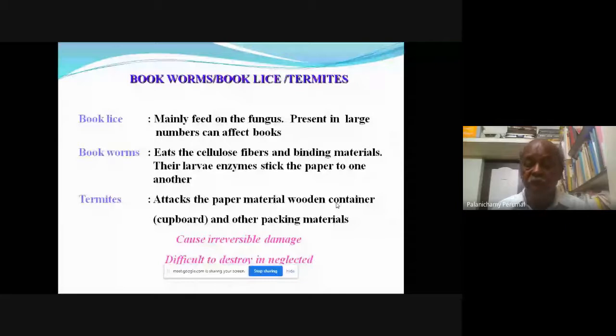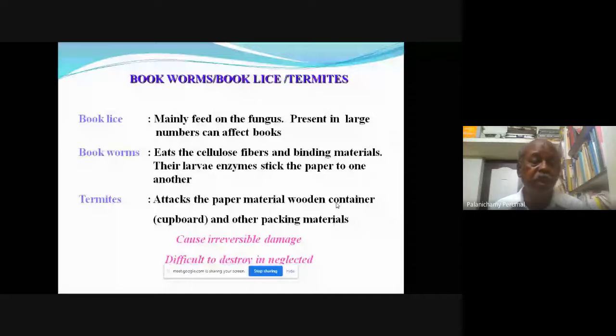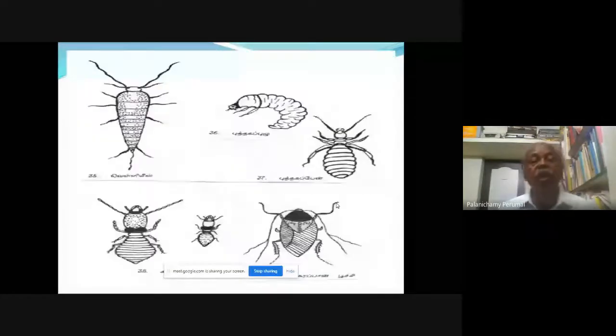So even one cupboard can be affected by the termites, because the termite is a social group. There is a queen, king, soldier, and worker. The work of the queen is releasing the eggs only, and the soldiers will watch, and the workers will take the food and other things from one place to another and destroy our lively material.